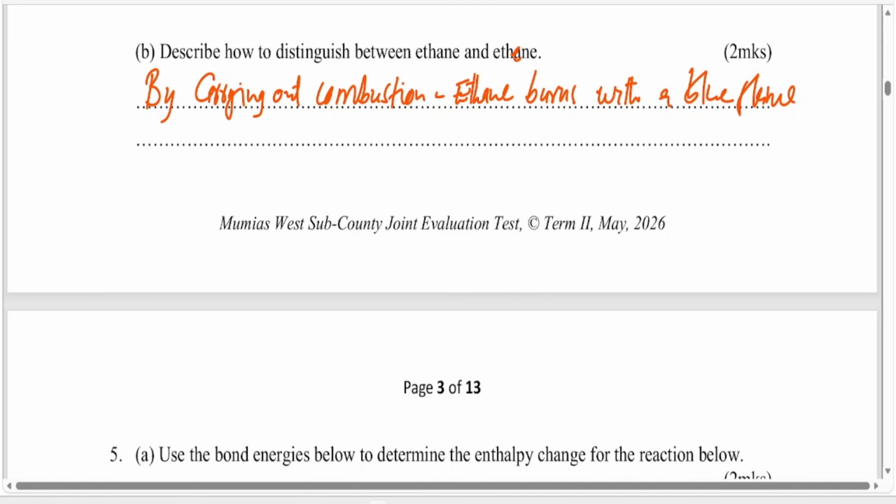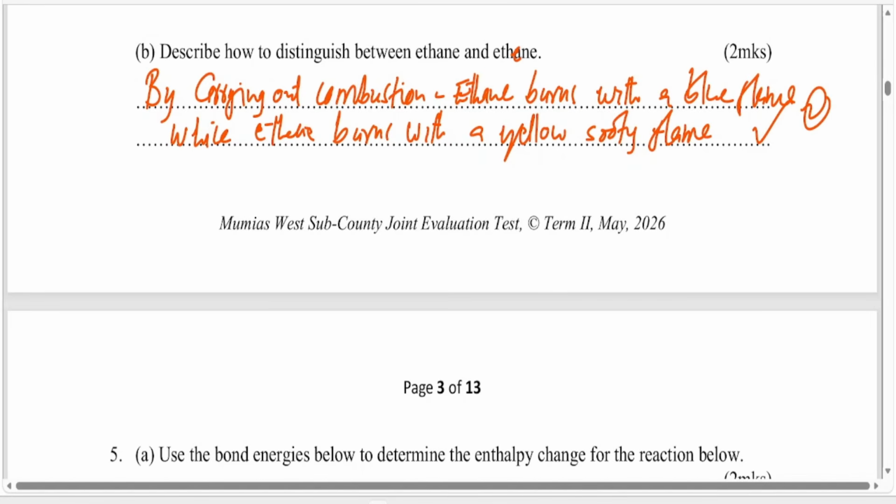While ethene burns with a sooty yellow flame, or a yellow sooty flame. That is one way to distinguish between the two. So this one is enough to give you 2 marks.